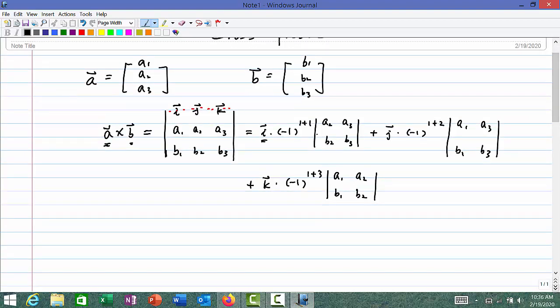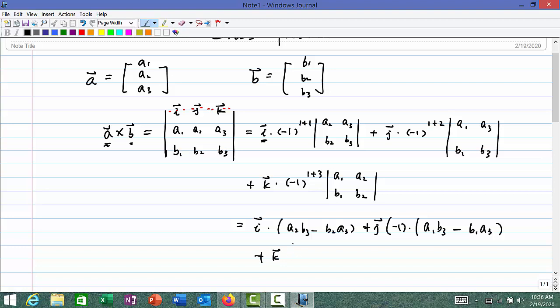Now you know how to compute this. The first term becomes i, because -1 squared is 1, times the 2x2 determinant, which is the product of the diagonal entries A2 B3 minus the product of the off-diagonal entries, B2 A3. The second one will be minus j, because it becomes -1, times the 2x2 determinant A1 B3 minus B1 A3. Plus k, since -1 to the fourth is 1, times the 2x2 determinant A1 B2 minus A2 B1. So this is also a vector.